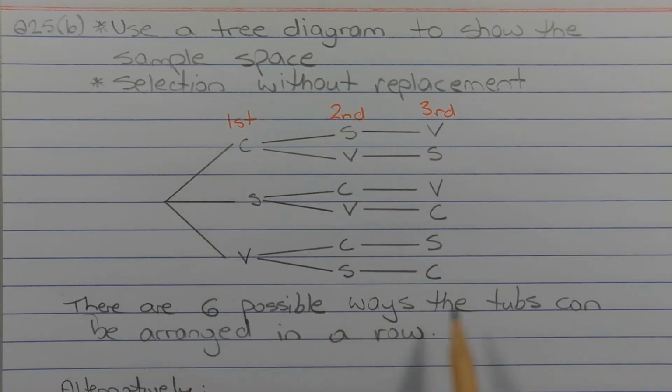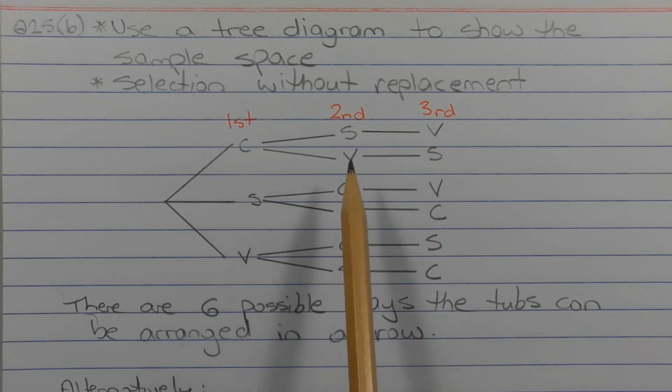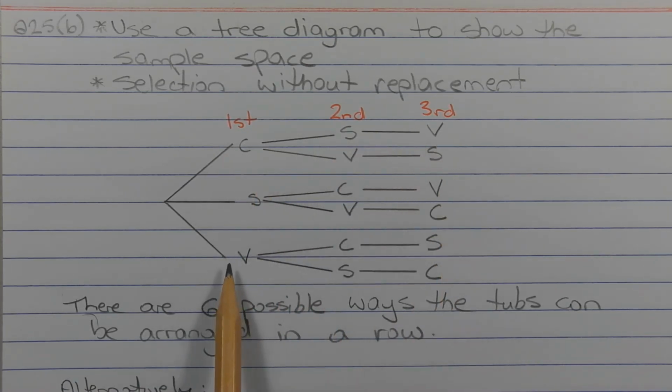Looking at all the possible cases, there are 6. So chocolate, strawberry, vanilla, chocolate, vanilla, strawberry, and so on, all the way to vanilla, strawberry, and chocolate. So there are 6 possible ways the tubs can be arranged in a row.